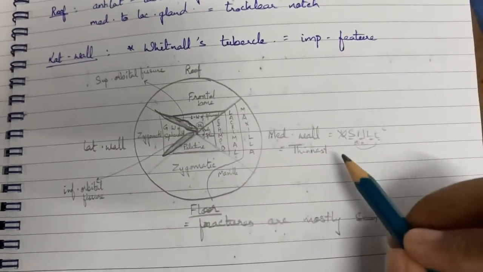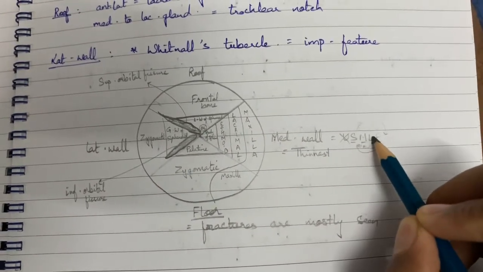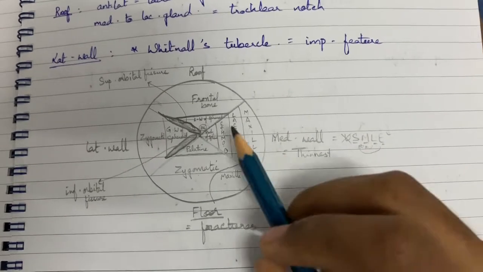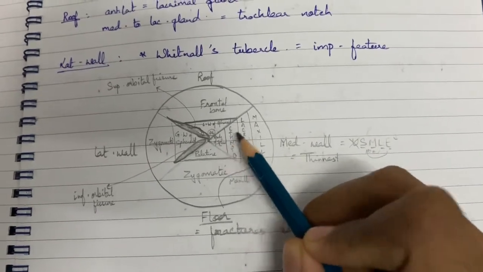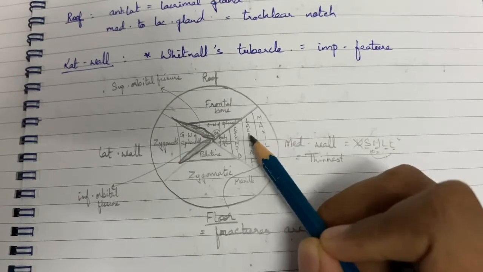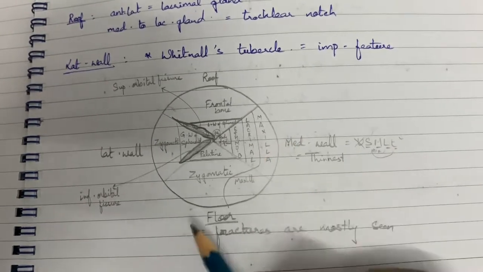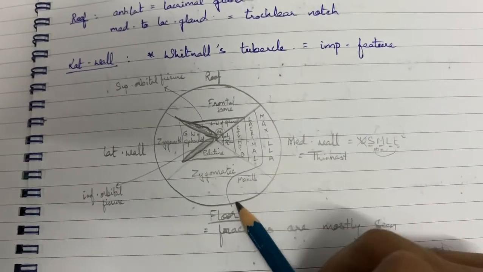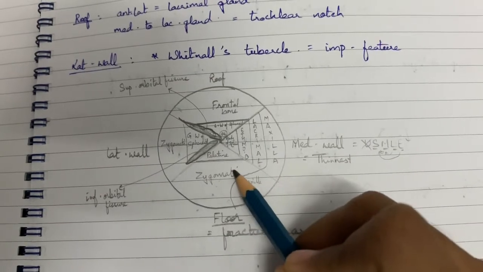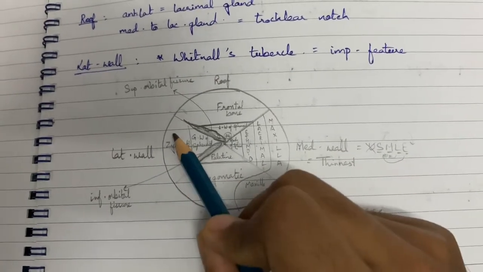So coming to the medial wall, the trick to remember is USMLE. Take out the U. So first we have the body of sphenoid, then MLE: maxilla, lacrimal bone, and the ethmoid. Maxilla extends onto the floor. And zygomatic forms the floor and also extends onto the lateral wall.